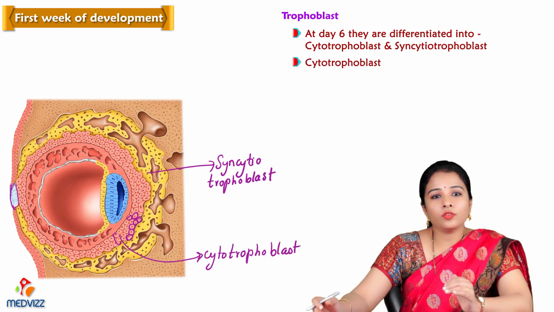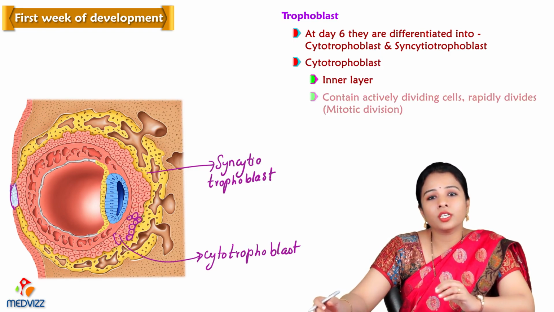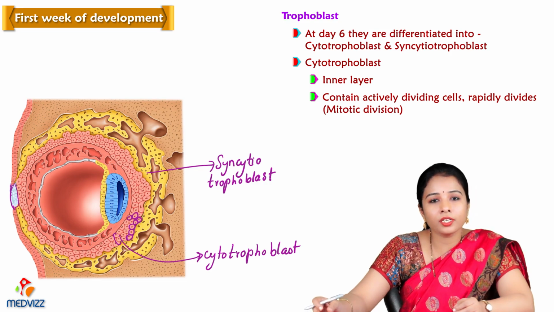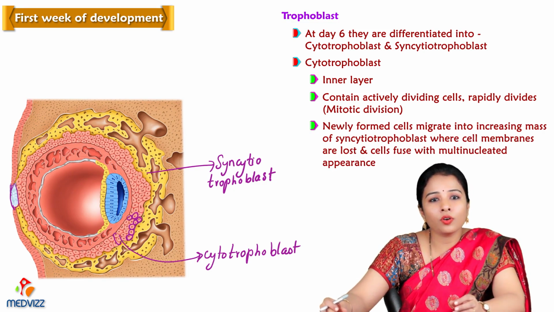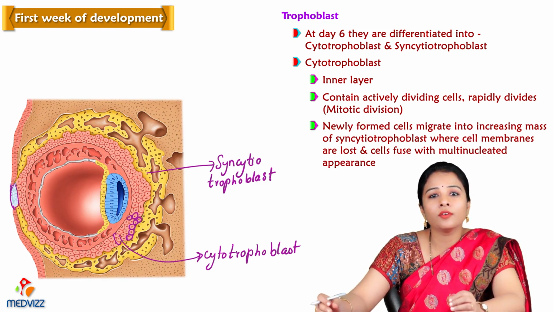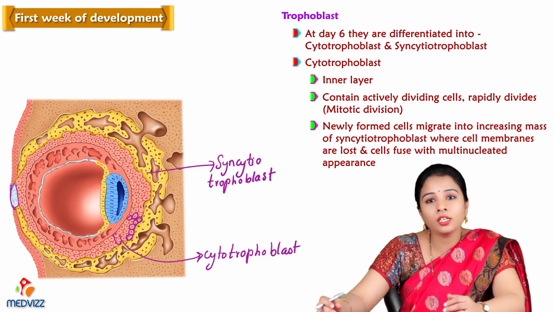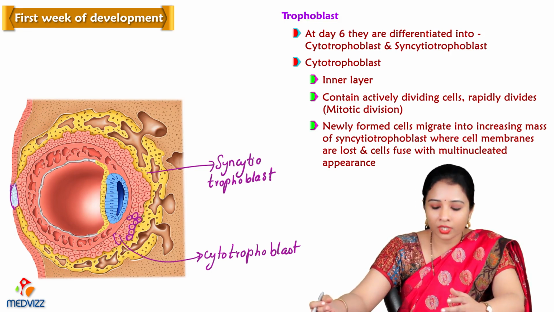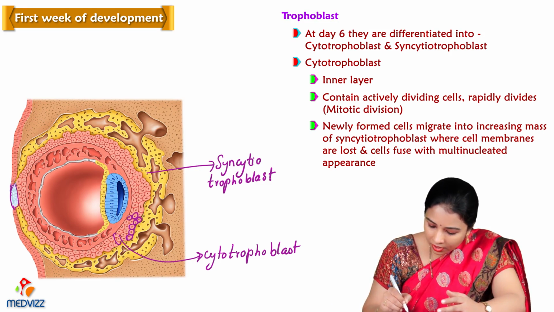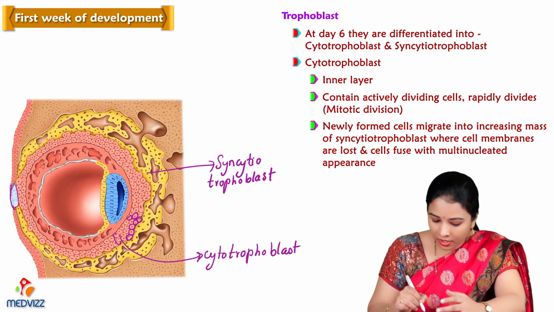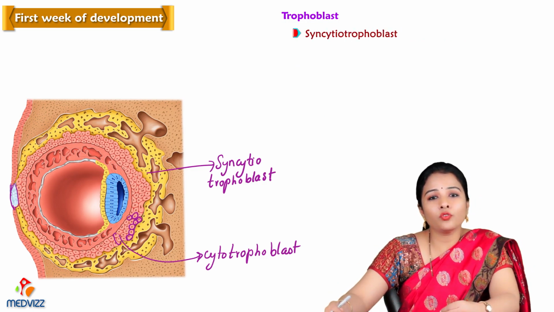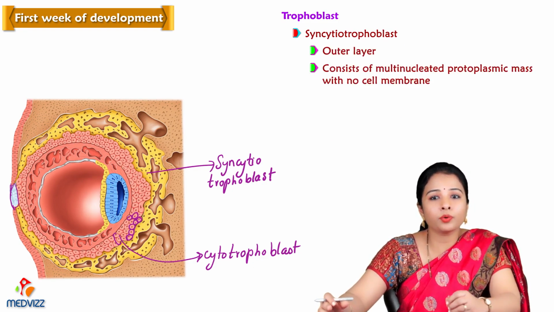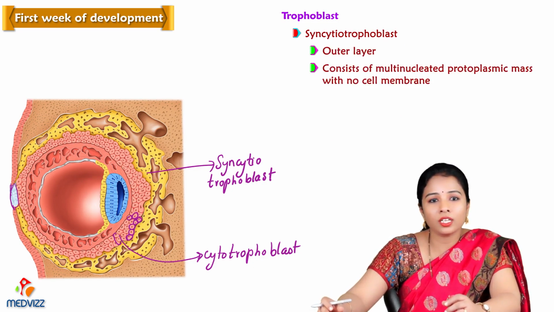Syncytiotrophoblast. Cytotrophoblast is the inner layer, which contains actively dividing cells that rapidly divide by mitotic division, and newly formed cells migrate into the increasing mass of syncytiotrophoblast, where the cell membranes are lost and the cells fuse with a multinucleated appearance. So we are seeing this multinucleated, gel-like substance, represented in yellow color. So that is syncytiotrophoblast. Syncytiotrophoblast contains a multinucleated protoplasmic mass with no cell membranes.